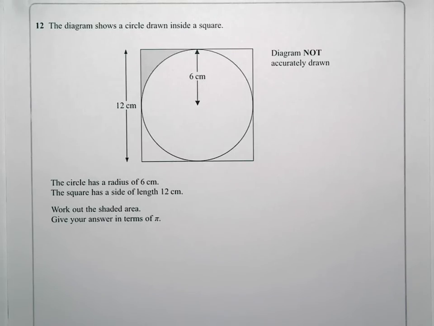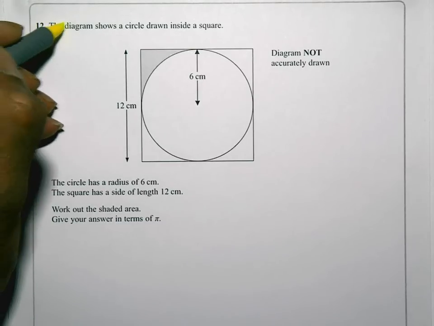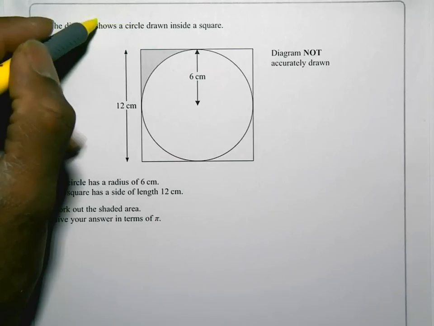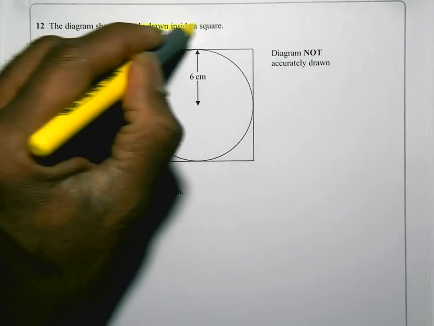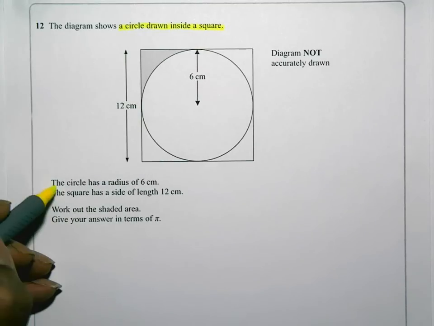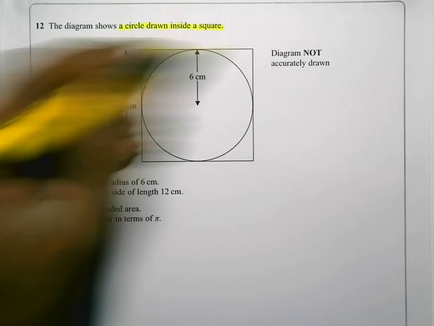This is question 12 on the higher non-calculator paper. Let's read the question first. The question says, the diagram shows a circle drawn inside a square. So circle drawn inside a square. There's your circle. There's the square.